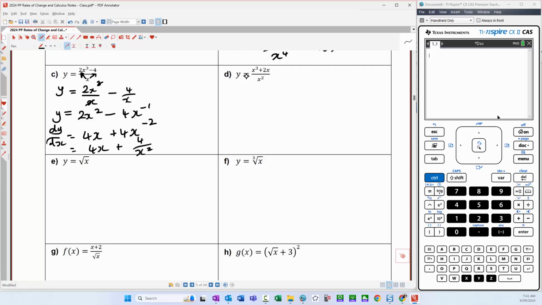Okay, this one here will be exactly the same process. Before we break into the derivative, what I'm going to do is split the x squared between the two terms.